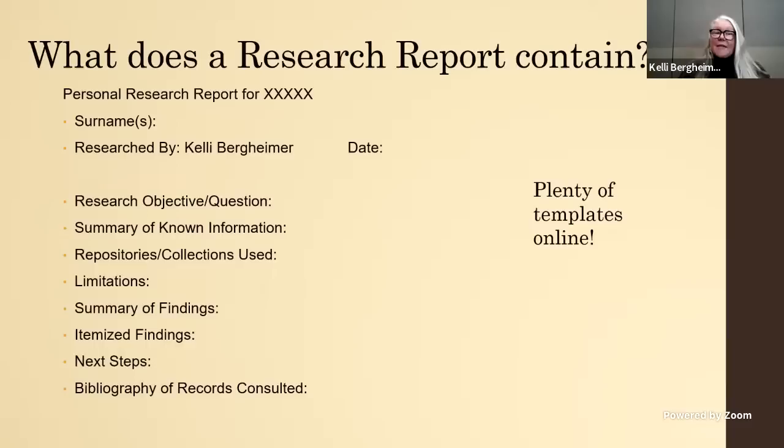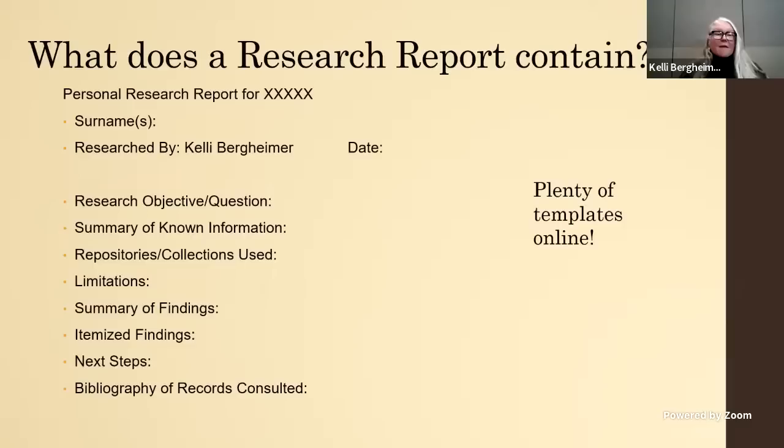I list limitations if I know of any. Maybe I'm researching in a burned county in the South in the United States, or maybe there's just record loss due to the fact that some county or township person took all the records to their house and nobody's seen them since. There's lots of different limitations on our records. Then we have the summary of findings, itemized findings, and that's really where the real work begins, where I start to list the things that I found and what I learned from them. And I'll show you some examples.